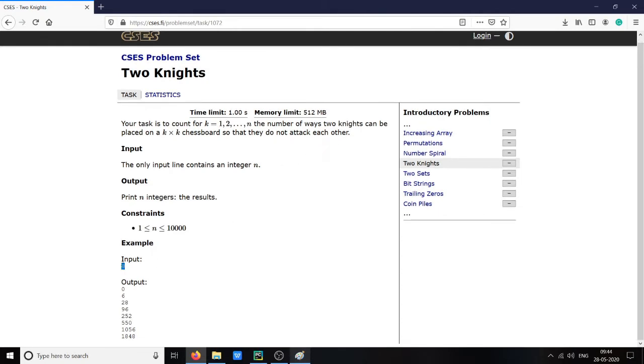Input will be an integer, and we have to find the number of ways we can place two knights on an input cross input, which means 8 by 8, chessboard such that they do not attack each other. Here the answer is 1848.